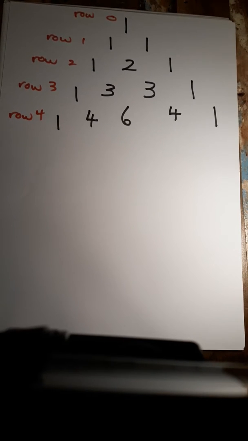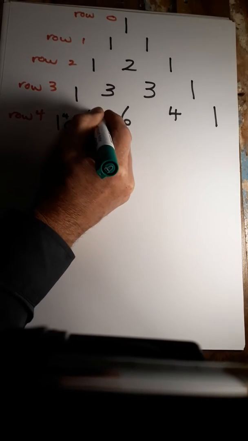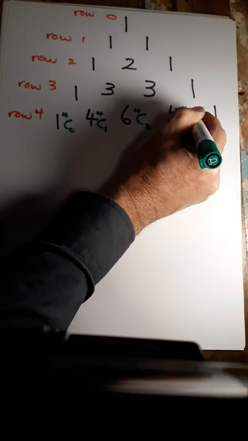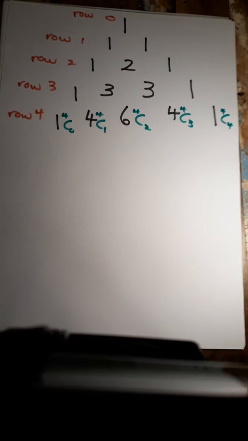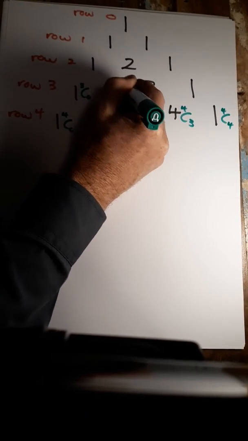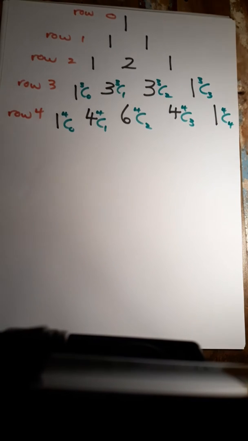We can write the numbers that are written down on Pascal's triangle in nCr notation if we feel like it. So, for example, this one here, that's 4C0, that's 4C1, that's 4C2, that's 4C3, and that's 4C4. And all those numbers can be written that way. Let's just go above as well and do 3C0, 3C1, 3C2, and 3C3.